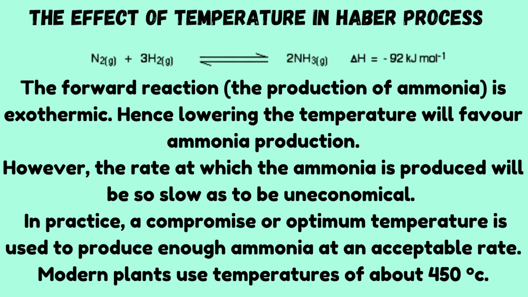What would be the effect of temperature in Haber's process? The forward reaction, which is the production of ammonia, is exothermic. Hence, lowering the temperature will favor ammonia production. However, the rate at which the ammonia is produced will be so slow as to be uneconomical. In practice, a compromise or optimum temperature is used to produce enough ammonia at an acceptable rate. Modern plants use temperatures of about 450 degrees Celsius.